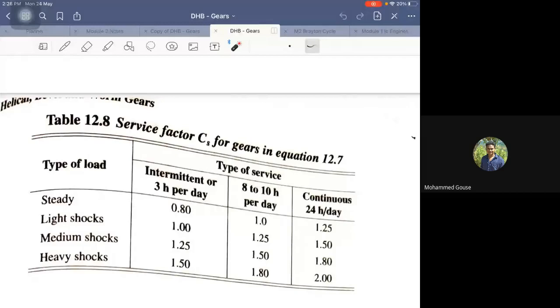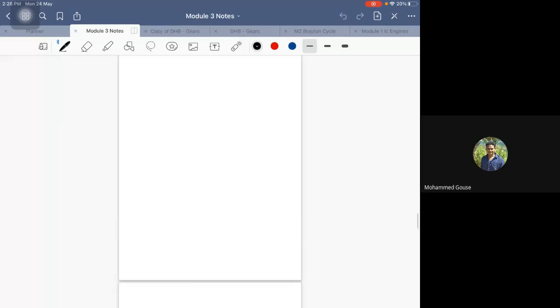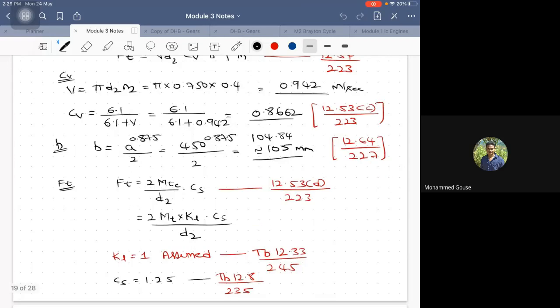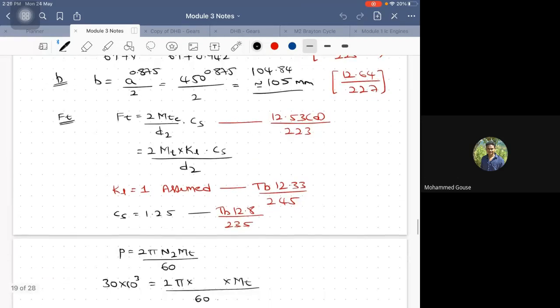Okay, now in this table, the loading conditions are, first thing, it is intermittent, not continuous, it is clearly specified, and for the medium shocks. So for intermittent and medium shocks, the value could be 1.25. Pick that particular value there, 1.25.